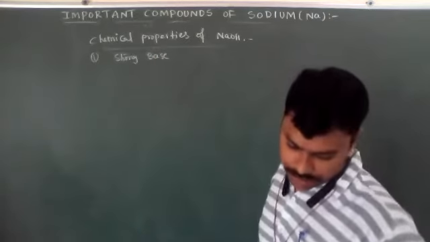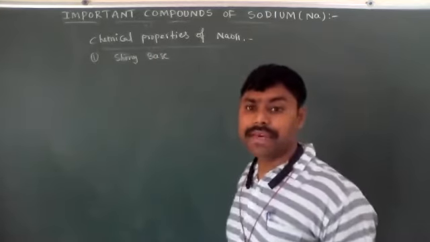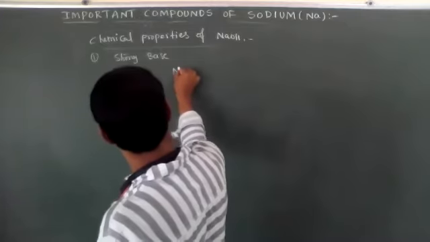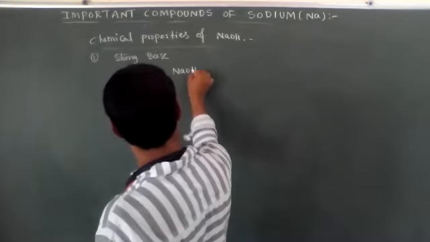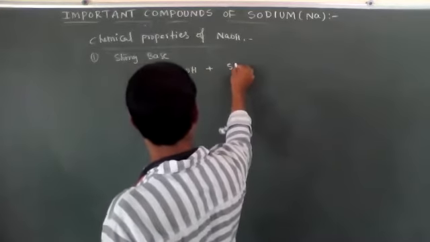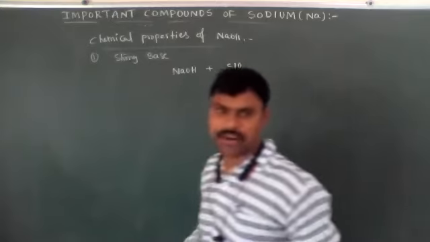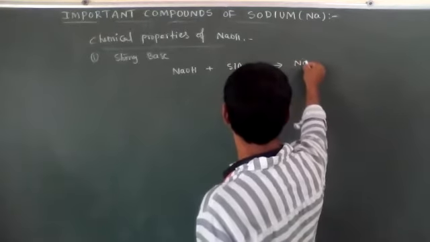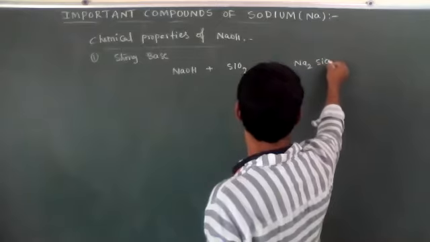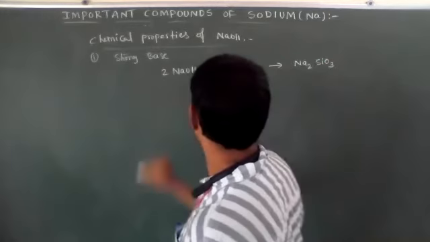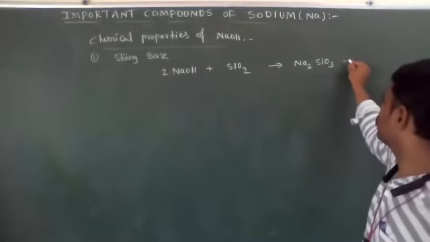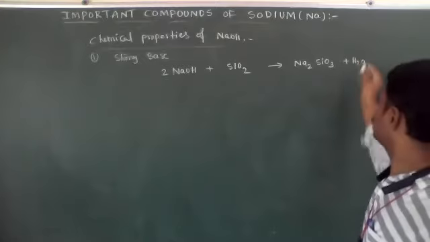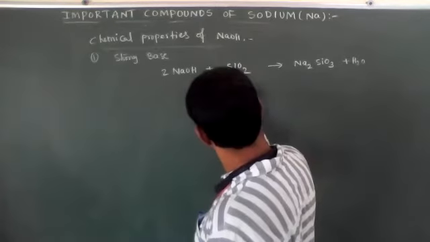It reacts with acidic oxides. For example, NaOH reacts with acidic oxide, silicon oxide, and forms sodium silicate, Na2SiO3, and liberates water. It is an acidic oxide.